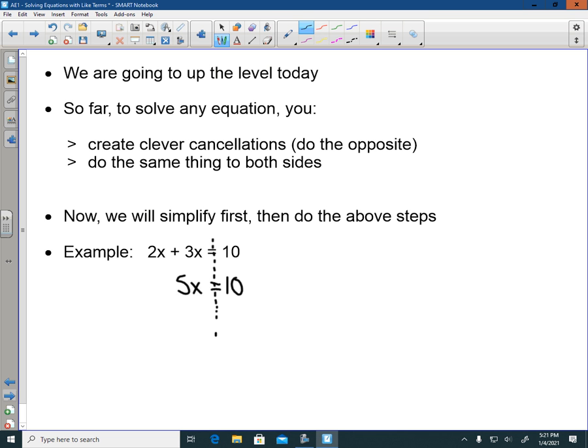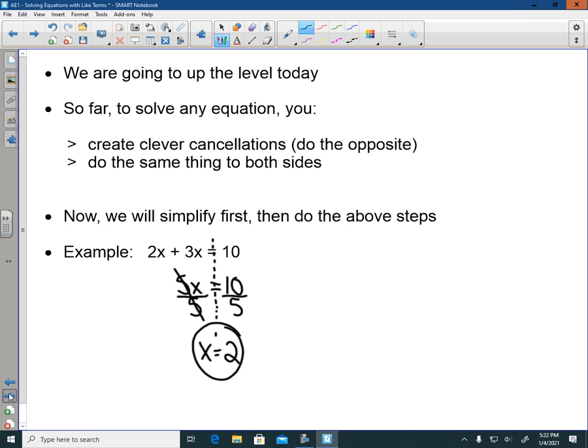This is an equation type that we've seen before, and we're going to use the division property. If we're multiplying 5 times x equals 10, to create a clever cancellation, we want to cancel that 5, so we will do the opposite by dividing by 5 and making sure we do that to both sides. These 5's cancel, and we have x equals 10 divided by 5, or 2. And there you go. So that's how you combine like terms and then solve.